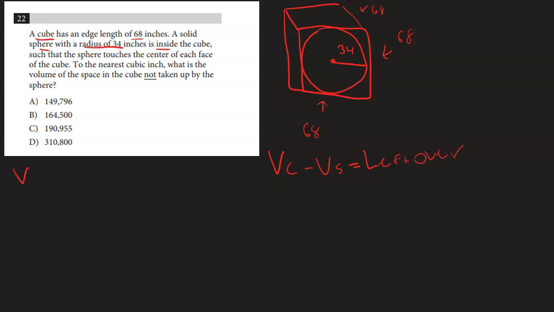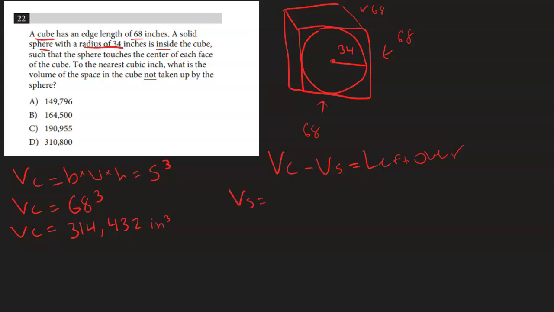So how do we find the volume of a cube? Well, that actually equals length times width times height. But since it's a cube, these are all the same, so it would equal all the sides times each other, which would be cubed. Since we know that 68 is the length of it, it's 68 cubed, and so the volume of the cube equals 314,432 cubic inches. Inches cubed.